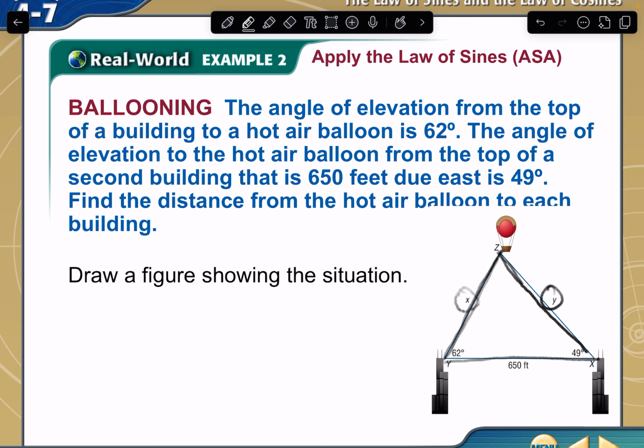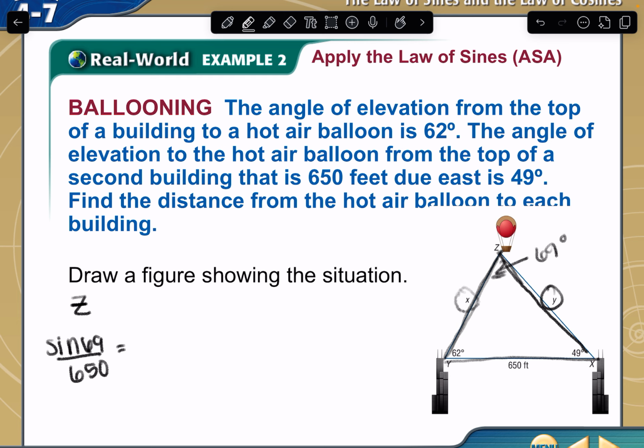So my first step is going to be solving for this missing angle, so I can use that as my starting point. So again, it adds to 180, so I would add 62 and 49, and then subtract that from 180. Whenever I do that, I find that the angle measure of Z is 69 degrees. So setting this up similar to the last one, I'm going to use Z as my base. So I would have sine 69 over the length of side Z, which is 650.